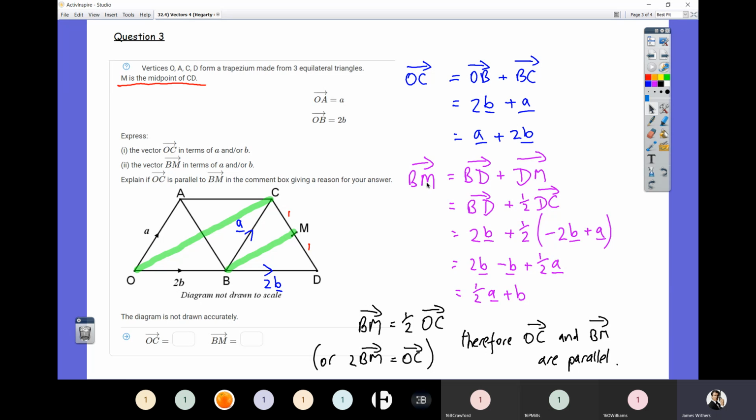Let's start again. Let's go from B to M. How can I get from B to M? I could go two different ways, but I'm going to choose to go B to D and then D to M. So I'm just setting the scene for which way I'm going. I could have gone that way, couldn't I?